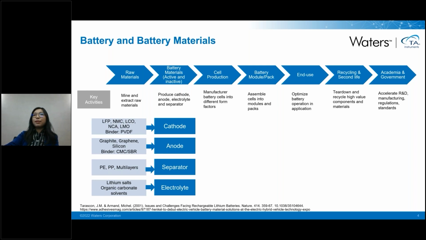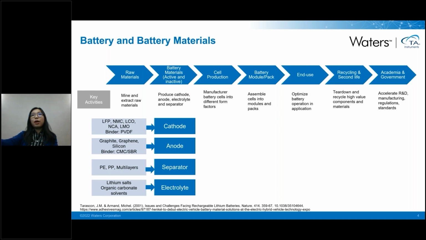Separator a lot of times is made with polyethylene, polypropylene, or sometimes with a multi-layer structure to provide a better safety feature of the separator. Electrolyte a lot of times is made with lithium salt dissolved into organic carbonate solvent. And those organic carbonate solvents will be used to enable the lithium ion to move between the cathode and anode material across the separator.